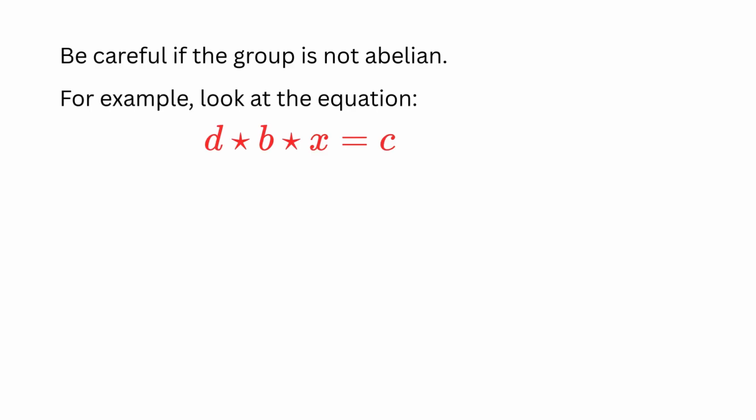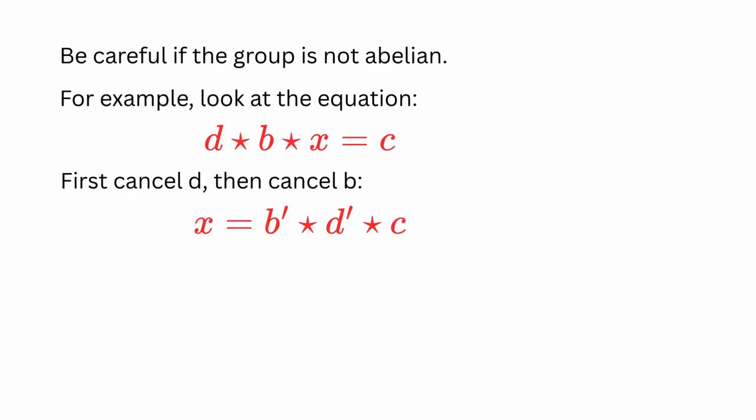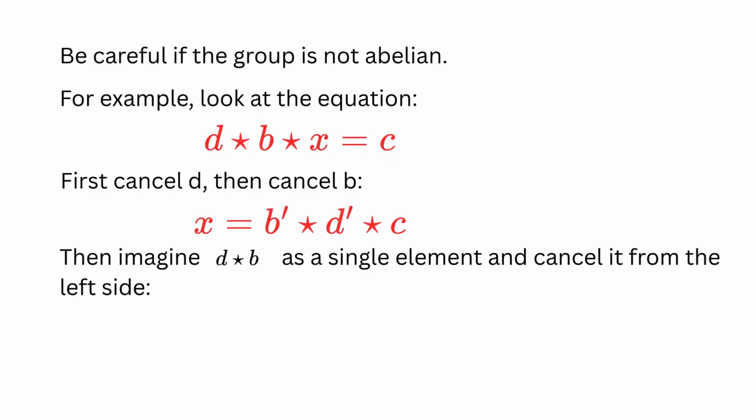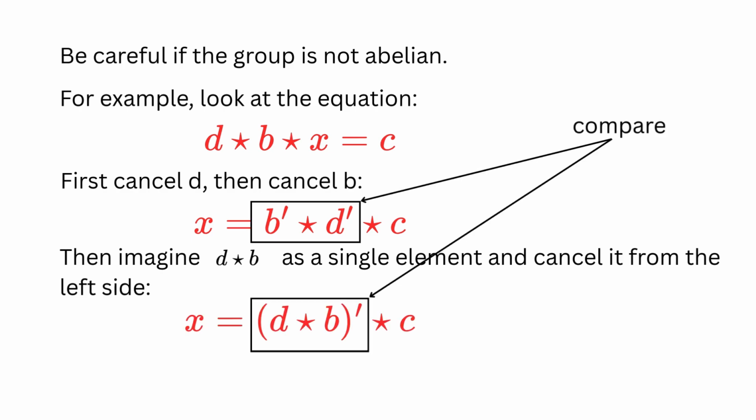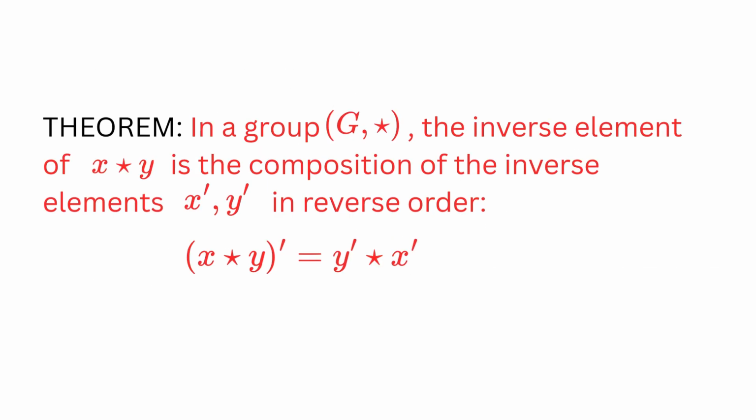Look at the following equation, and first cancel the element d, then the element b from the left-hand side. Now, imagine the product, d star b, as one number and remove it from the left side. Therefore, by comparing the two ways to solve the equation, we have proved that the inverse element of x star y is the composition of the inverses x prime and y prime in reverse order.